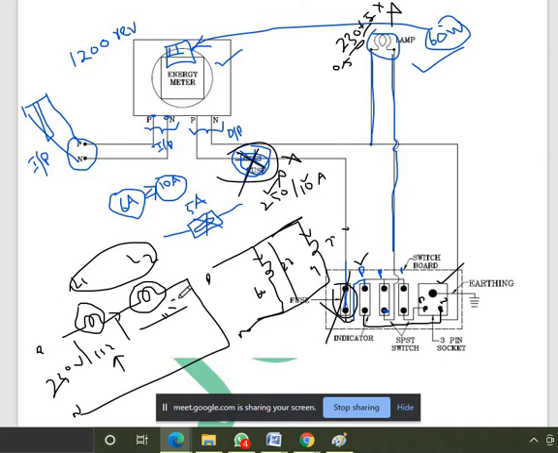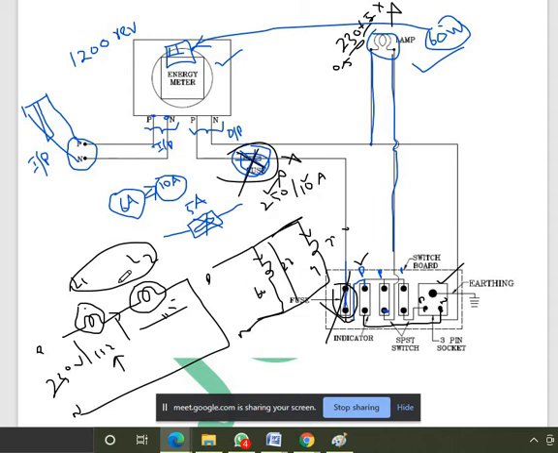If you connect in series, the voltage will be dropped. If more lamps are connected in series, the total voltage will be fully dropped, so the lamps glow only very dim. So only then do we go for parallel connection. All the electrical wiring should be in parallel.